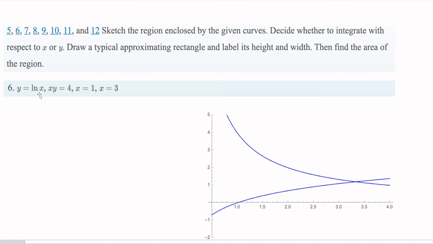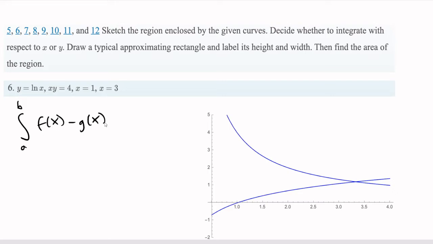So it's very, very important for you to try and draw this out. Very important. Why do you want to do that? Well, let's go through the list of things that you need to do. So let's just write the formula here. The integral from a to b of f of x minus g of x dx. Okay, so what do I need to know?